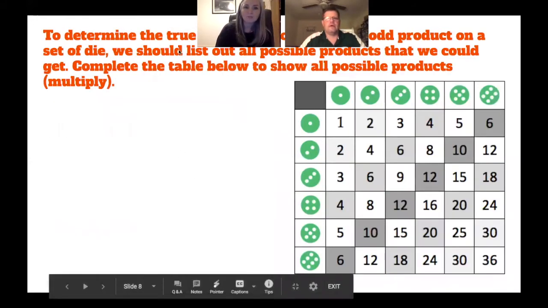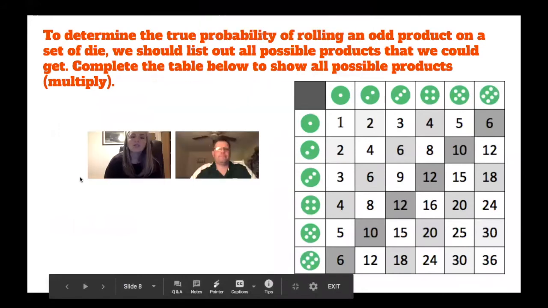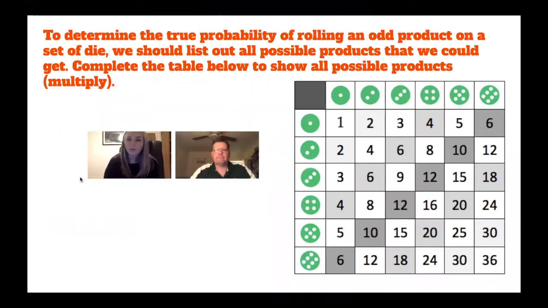Okay, so to determine the true probability of rolling an odd product on a set of die, we should list out all the possible products. Here you go. I've done it for you. Isn't that nice? Oh, you're doing products. You switched on me. I switched pictures.